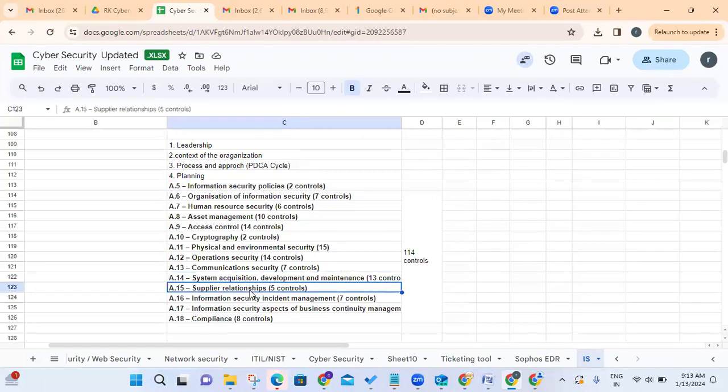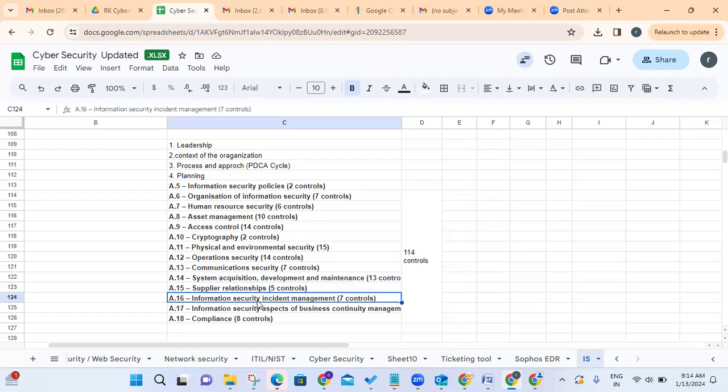Supply relationships: whoever is providing vendors or suppliers, what tools we are purchasing, or whoever supplies to us, how we are implementing the security controls, and the relationship to those security controls as well.